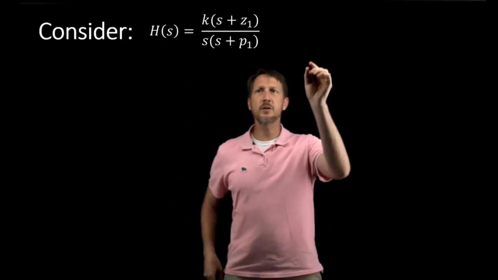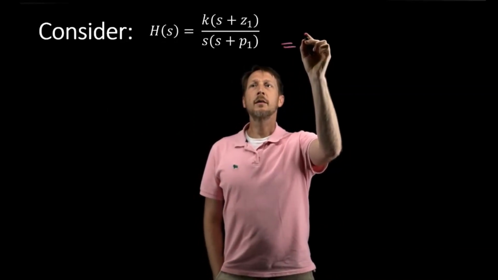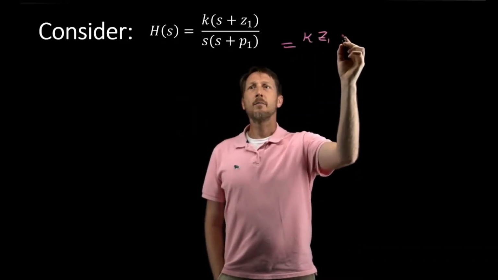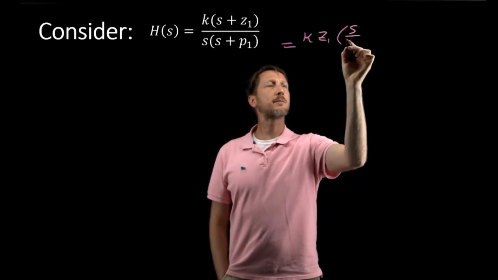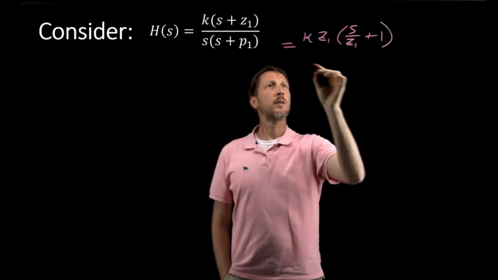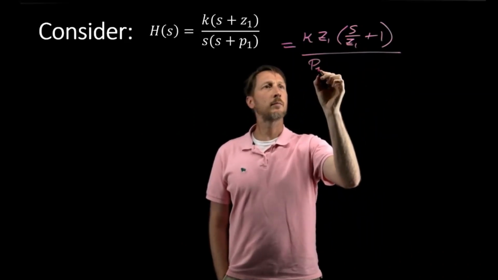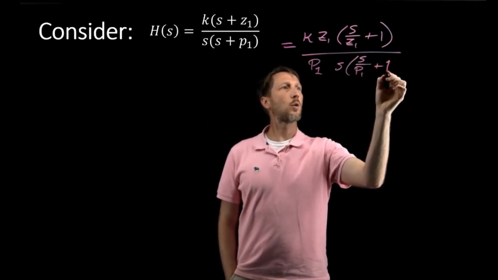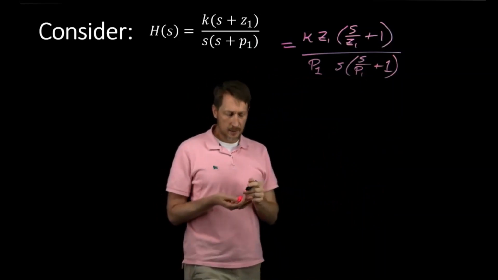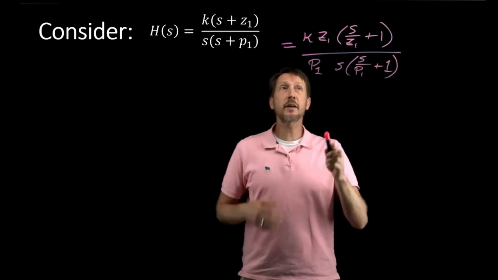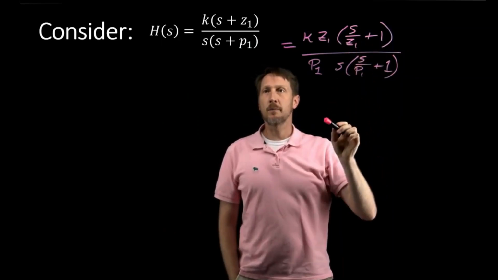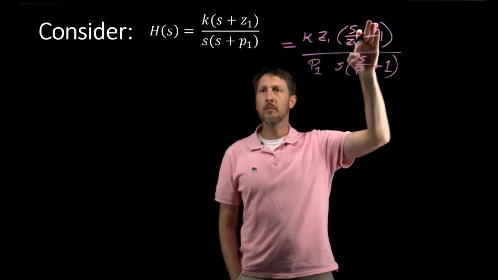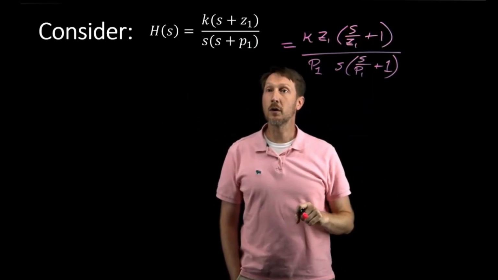The standard form that we're going to use, we want to put this equal to K, and we want to factor out the Z1. K times Z1 times the quantity S divided by Z1 plus 1, divided by P1 times S times the quantity S divided by P1 plus 1. What this does for us is it provides a ratio where we're looking at the ratio of S to the 0. So when S gets very large, this term is going to dominate over the value of 1.